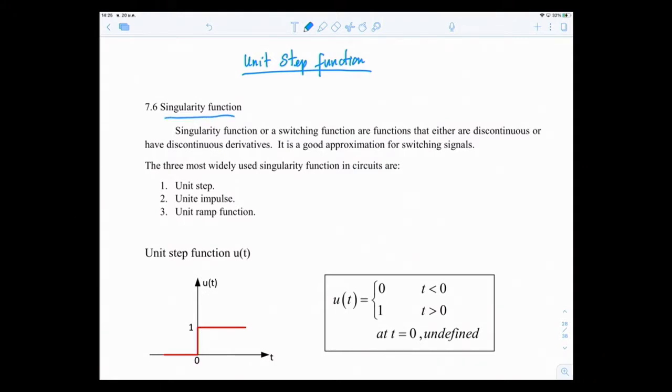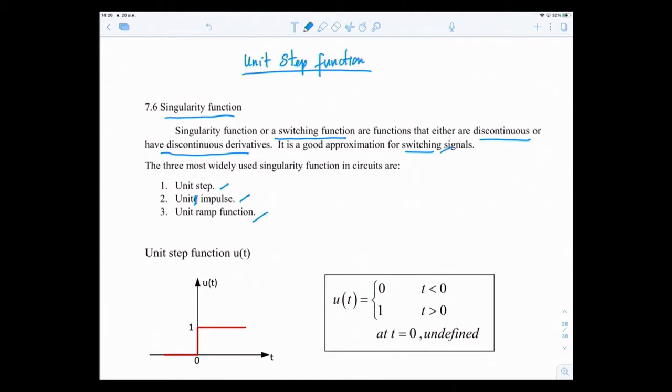Singularity functions, or another name for it is switching functions, are functions that either are discontinuous or have discontinuous derivatives. So we use them to represent a switching signal. The three most widely used singularity functions in circuits are: one is the unit step, another one is the unit impulse, and another one is the unit ramp function.